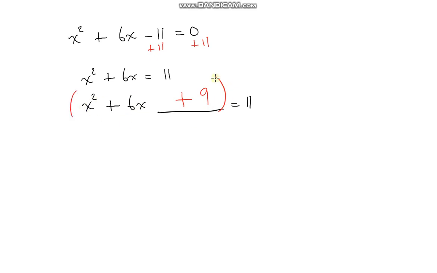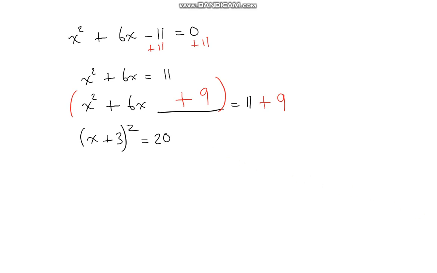And now I've got my perfect square, and I'm not done there. If I add 9 to the left hand side, what do I have to do to the right hand side? I need to add 9 to the right hand side as well. Okay, these two are equivalent. I can't just change the value, I need to make sure I keep the value the same. Okay, so now this factors nicely. This is just x plus 3 squared. 3 times 3 is 9, 3 plus 3 is 6. And on the right hand side, 11 plus 9 is 20.